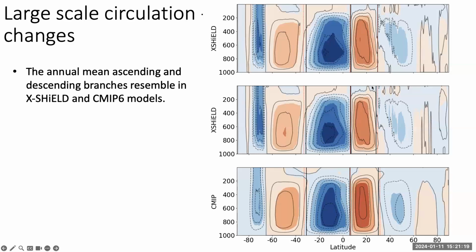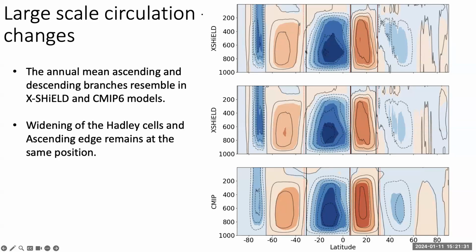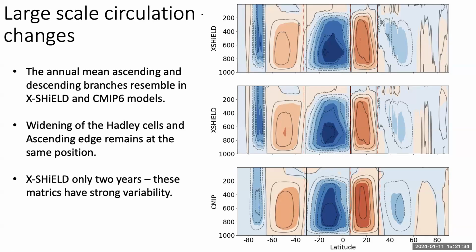Here I'm just showing you the mean meridional stream function on 2 years of X-SHiELD and CMIP6 multi-model mean, and yeah, we can talk about the widening of the cell. Here, the black lines are for the control simulation. The red lines are for the plus 4K simulation. We can see that we have a similar response.